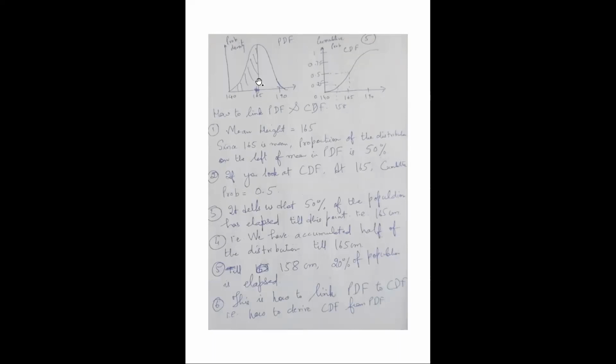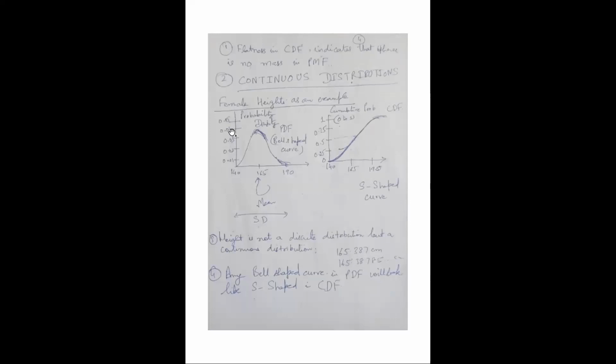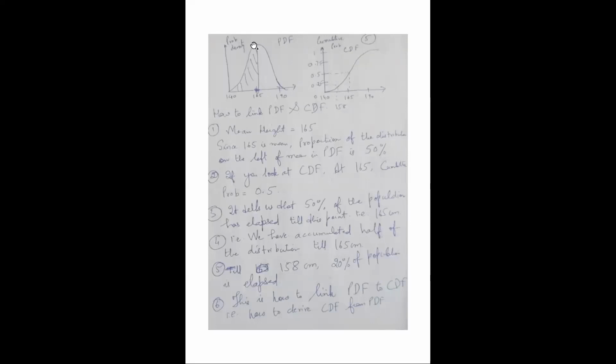Now let us look at 165 in the PDF. I have just drawn in this figure that it has a probability of 0.04. 165 has the maximum percentage of females having this height. This is the probability density function. At 165, the shaded portion gives the area under the curve, which tells me the probability of females having height 165. So it will be 0.04.